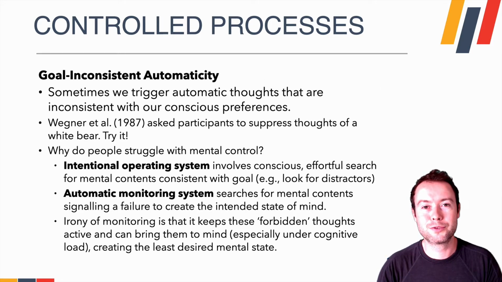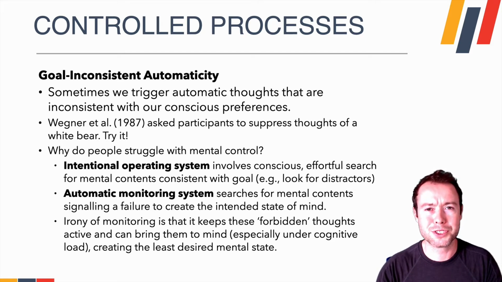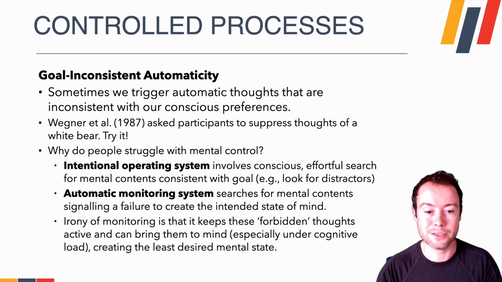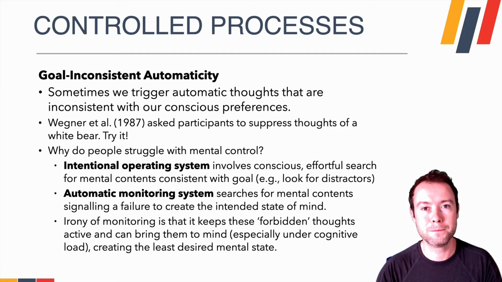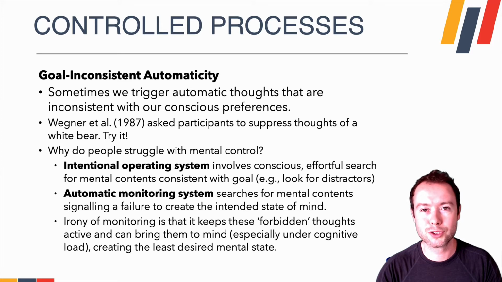As well as being able to trigger automatic processes that serve an intentional goal we're pursuing, there are also times when we can trigger automatic thoughts that are inconsistent with our conscious preference, inconsistent with our current overarching goals. One example to demonstrate this is if I asked you to not think of a white bear. That's all you've got to do, and if a bear comes to mind, you can tap the table or just signify to yourself that you've failed in this task. Just try and do that for the next 10-15 seconds.